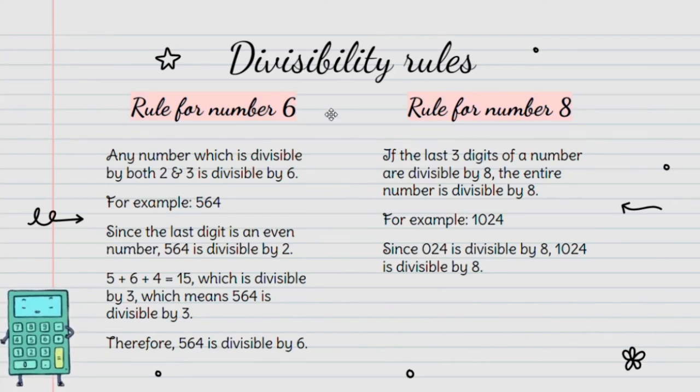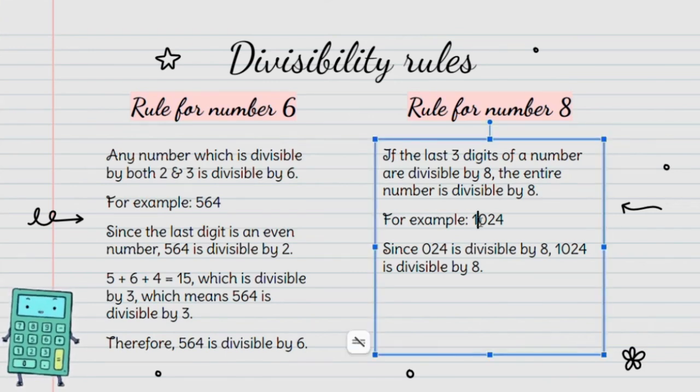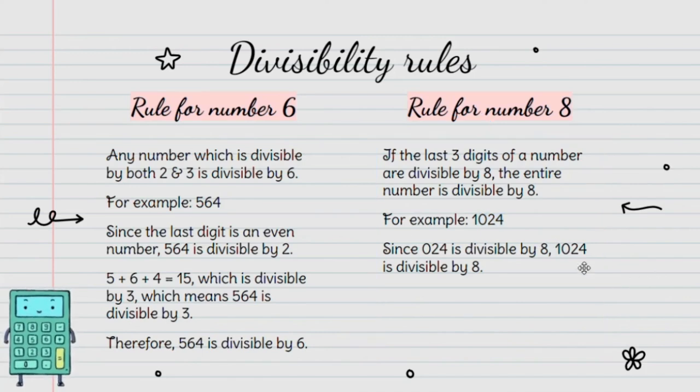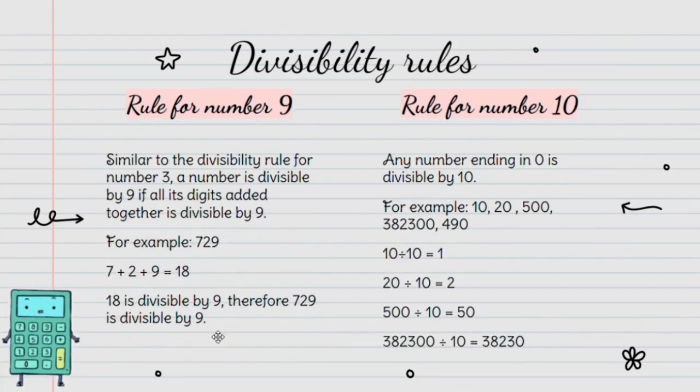Okay, now the rule for number 8 says that if the last 3 digits of the number is divisible by 8, that means the entire number is divisible by 8. Okay, so this rule is a little bit redundant because you're not normally going to be using big numbers like this when you're trying to find the LCM and GCF, but it's still very useful to know. Okay, the last 2.